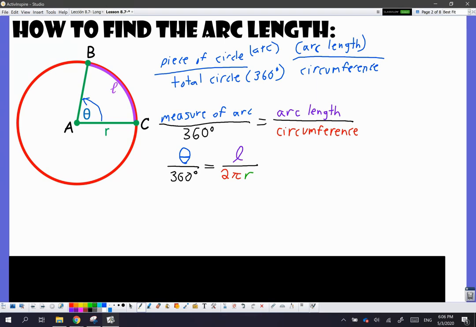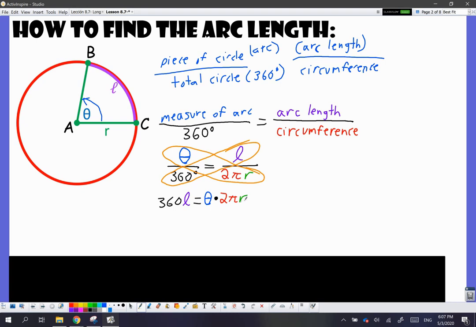So to get a formula just for finding the arc length, I'm going to cross multiply those, and so I get 360 times the arc length L equals theta times, now use a dot for that, times 2 pi r. Now since I'm solving for L here, I want the arc length.